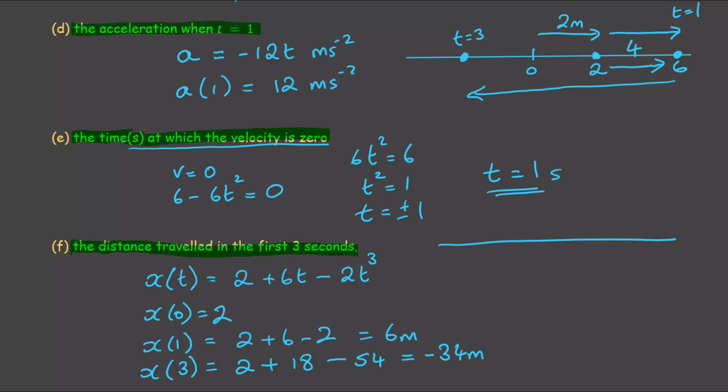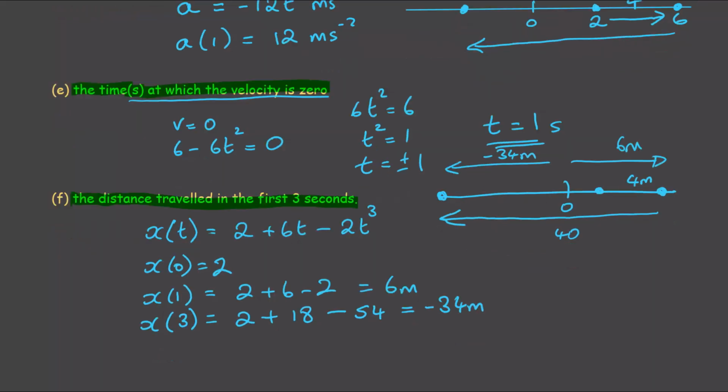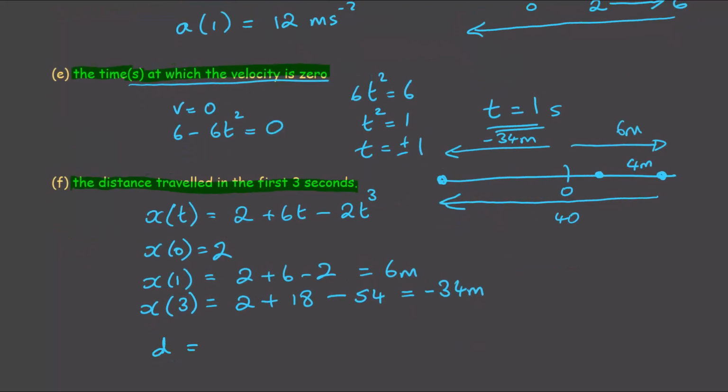Looking back at our number line, we know that it travelled 4 meters here, and at that point from O it was 6 meters. Then at t equals 3, it's over here at negative 34 meters, which means the distance it's travelled back this way is 34 plus 6, which is 40. And so the distance travelled in the first 3 seconds is going to be 44 meters: the 4 meters it travelled to the right, and then the 40 meters that it travelled to the left.